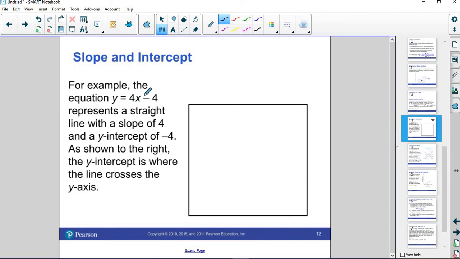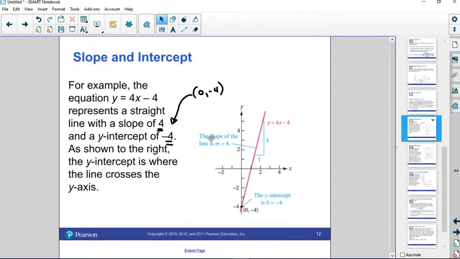Okay, so for example, the equation y equals 4x minus 4 represents a straight line with a slope of 4 and a y-intercept of negative 4. So the y-intercept, once again, when x is equal to 0, y equals minus 4. If you're trying to graph it, that's where you would plot that point. And here it is. Then in order to get from one point to the next, you have a slope of 4.